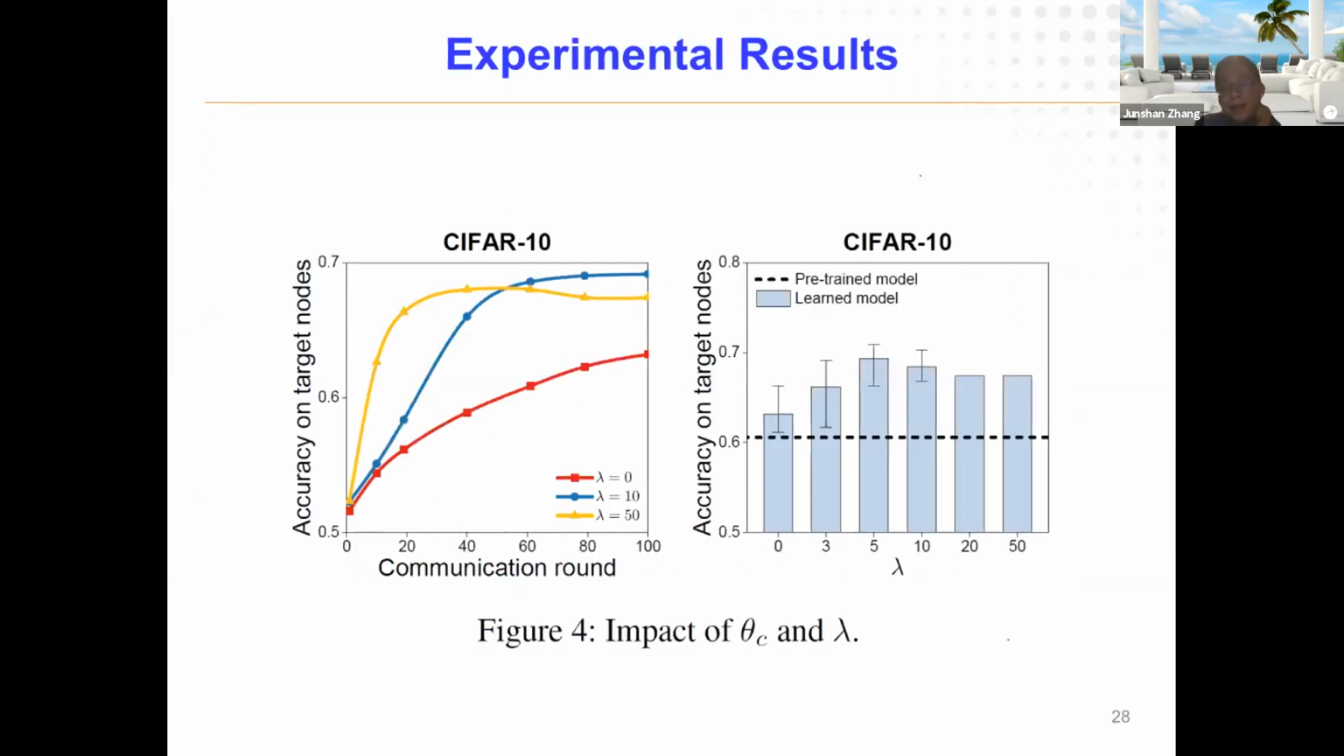To examine the impact of the knowledge transfer from the cloud, we look at different combinations by varying a weight. A value equal to 0 means we don't incorporate the knowledge from the cloud. A value equal to 10 gives reasonable weight to the knowledge transfer from the cloud, like theta C. And a value equal to 50 is much higher. So you see, the knowledge transfer from the cloud does help. And if you give too much weight to it, then the training accuracy degrades.